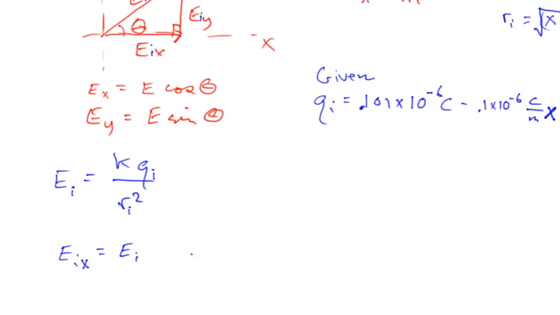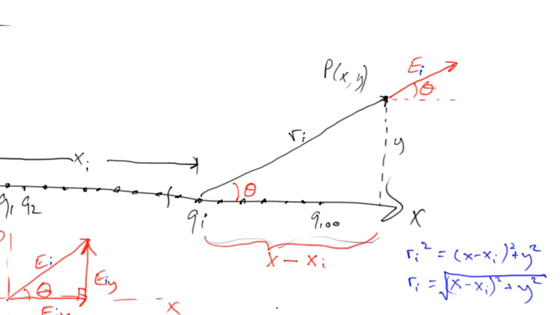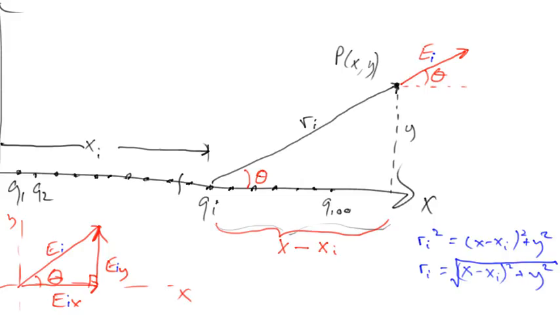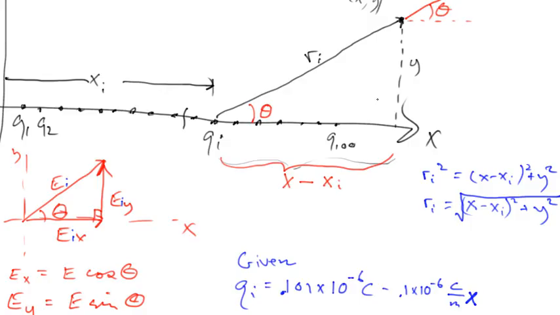Okay, you're getting there. E sub I times the cosine of theta. That's all I needed. I wrote down y is equal to E sine theta. That's extra. We don't need that because all they're asking for is the x component of the electric field. So I've got to get the cosine of theta. Theta, I could say, is the arctangent of y over x minus x sub I, but I'd prefer to replace the whole cosine of theta as opposed to just the theta.